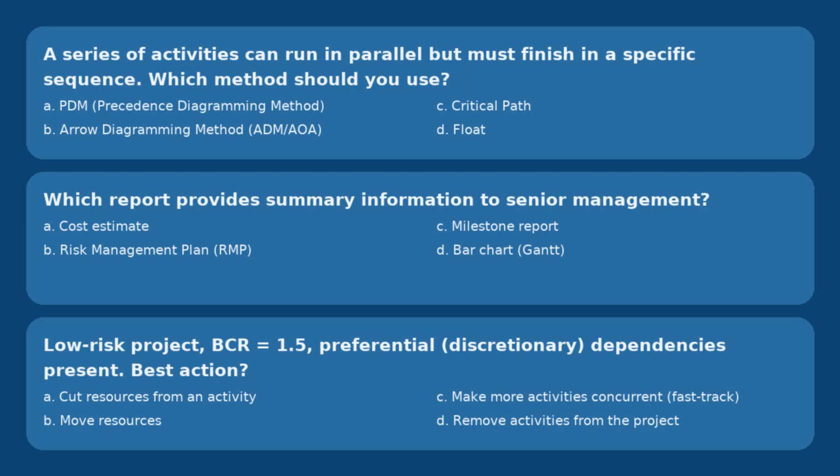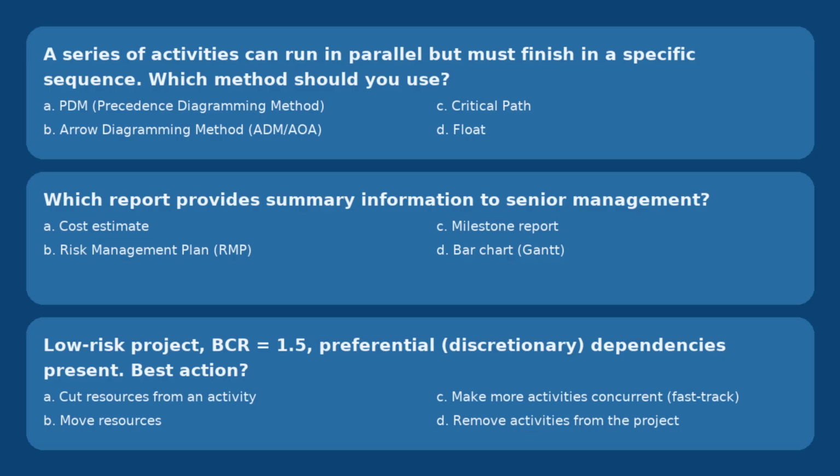How to model parallel work with exact finish order. What executives actually want in reports and when to fast track for quicker value. Let's model the first question, which is about sequencing activities. A series of activities can run in parallel but must finish in a specific sequence. What method should you use?